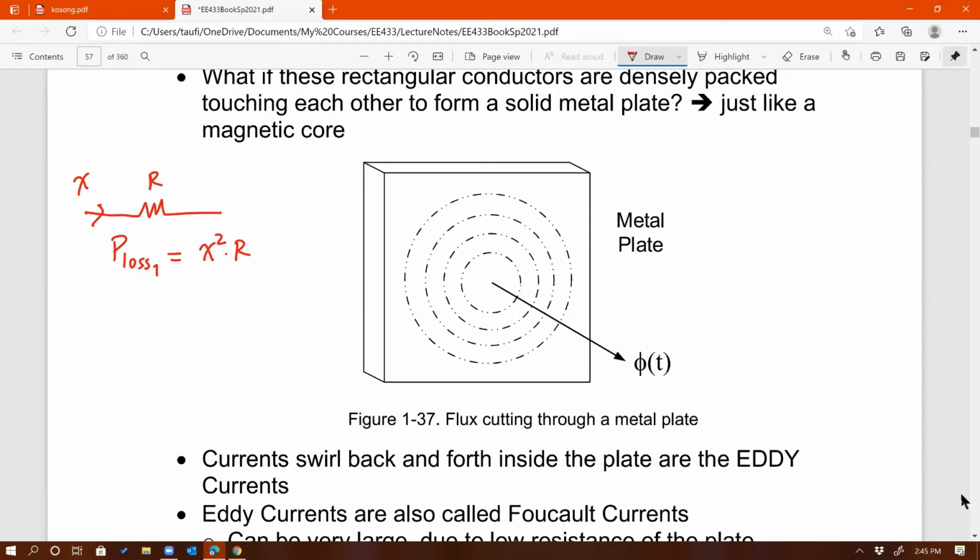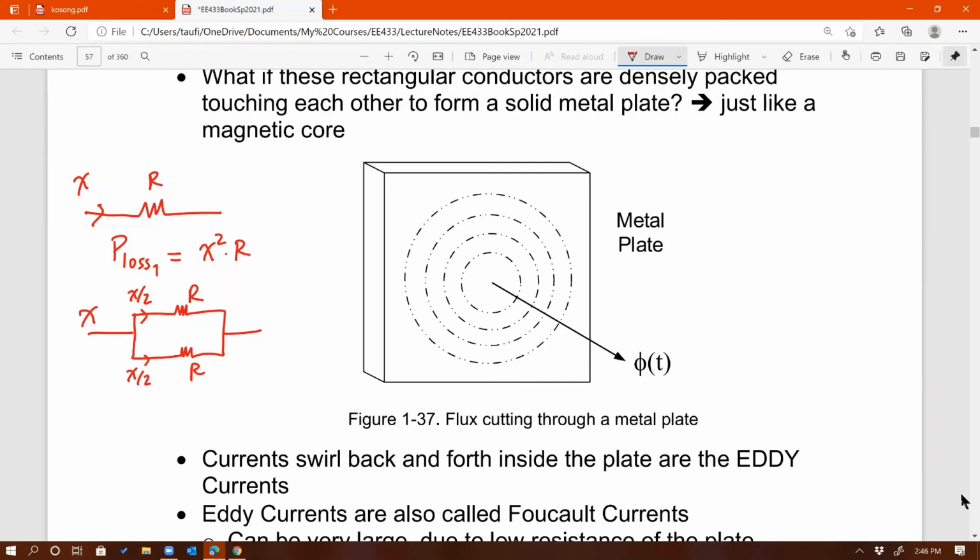Okay. So then how do you reduce this loss? Simply by providing multiple paths, an additional path for that current. I'm going to use the same wire. Now I'm going to split the current into two currents, so the same X right here. So that means if this is R and this is R, then what do you have here? X over 2 and X over 2.